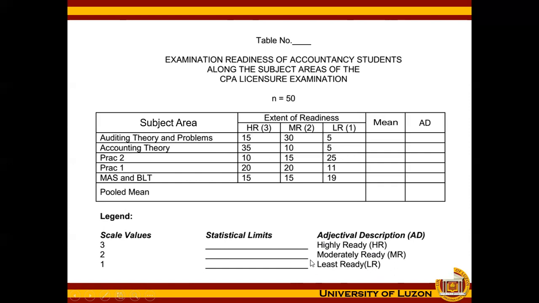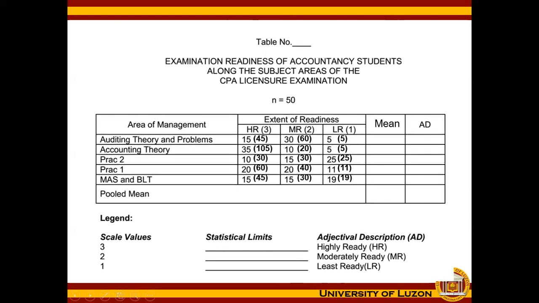You see, these classifications do not inherently possess a numerical value. Therefore, we have assigned specific values to represent them in order to allow a statistical analysis, such that HR is 3, MR 2, and LR 1. All right? So beside the scale is the statistical limit, which I will have to explain to you how it is determined. And then finally, for the last column, we have the adjectival description.